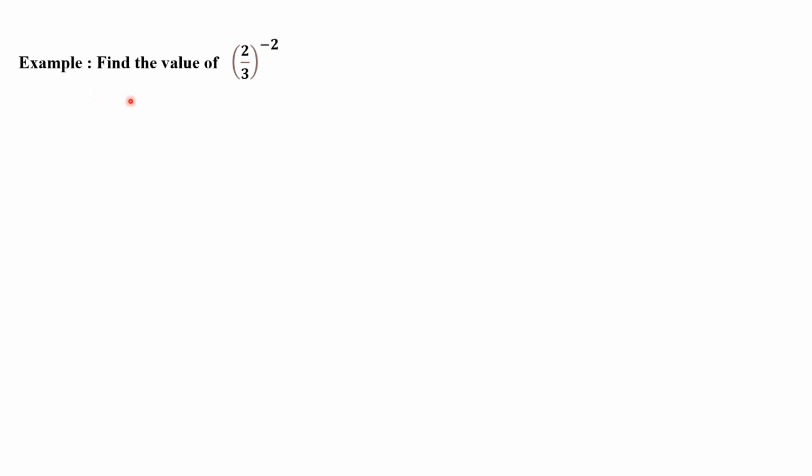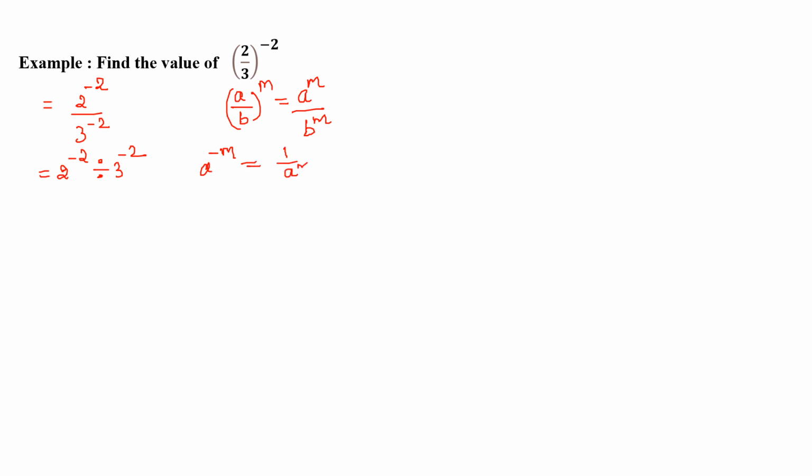Now this is the example question: find the value of (2/3) to the power minus 2. To solve this question I am going to use the law (a/b)^m, which we used to write as a^m divided by b^m, right? So I'm going to use that law. It will become 2^-2 divided by 3^-2. Now further I am rewriting it, and again I am going to use the law a^-m is equal to 1 by a^m.